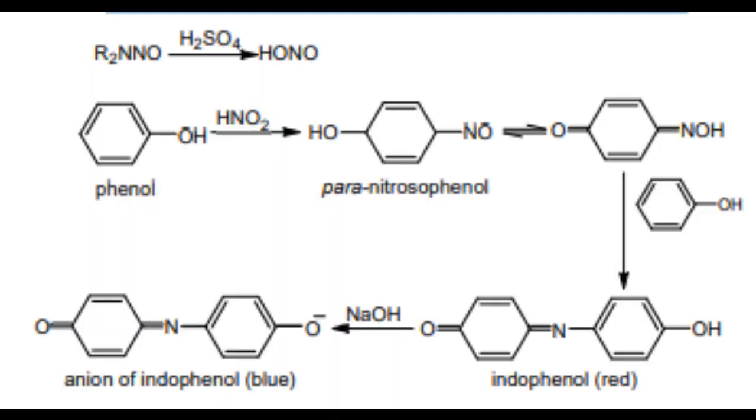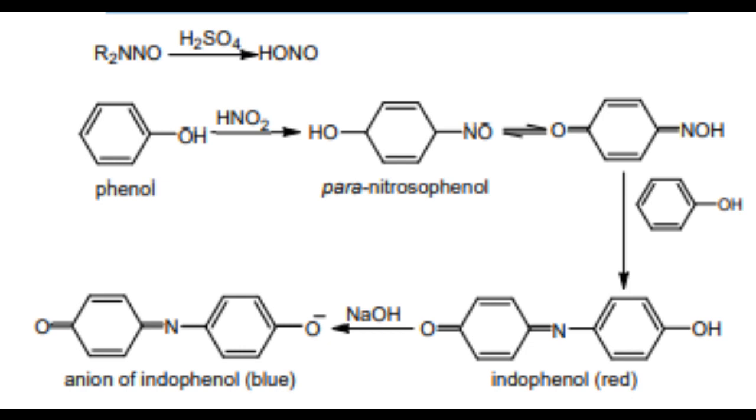C. Liebermann nitroso test. In this test, the N-nitrosamine formed by the secondary amine is warmed with phenol and conc. sulfuric acid. The sulfuric acid and the nitrosamine react and nitrous acid is liberated, which then reacts with phenol to form paranitrosophenol. The paranitrosophenol then combines with one more molecule of phenol to give the red-colored indophenol. The indophenol yields a blue color on treatment with alkali by the formation of the indophenol anion. The sequence of reactions occurring is shown below.